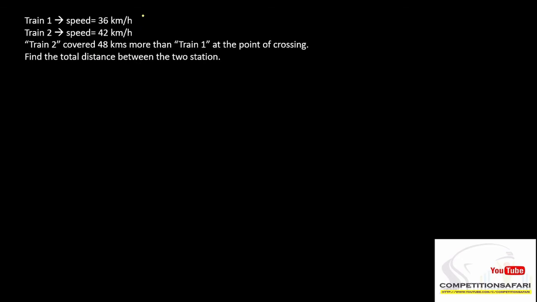Okay, we have train 1 traveling at a speed of 36 kilometers per hour and train 2 traveling at a speed of 42 kilometers per hour. They are traveling in directions opposite to each other.